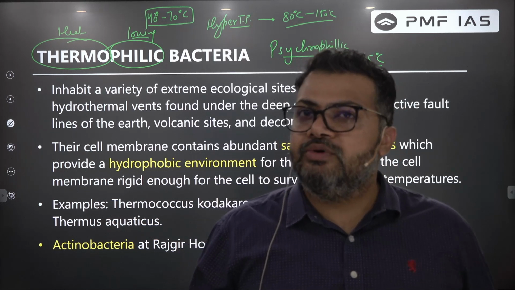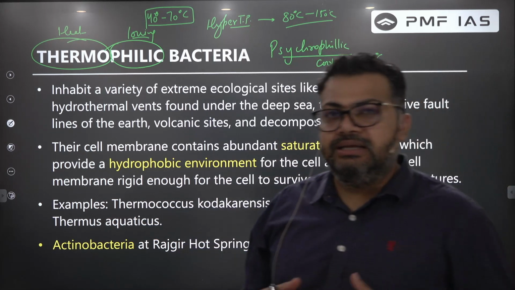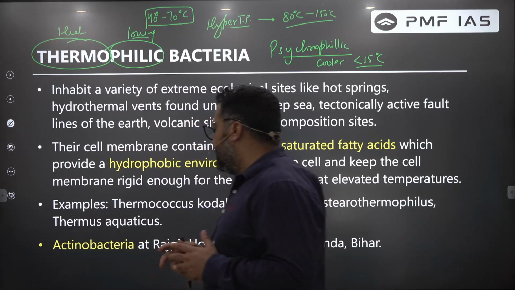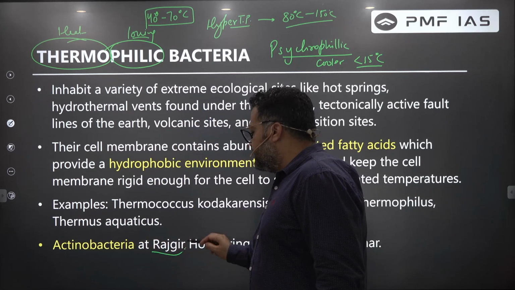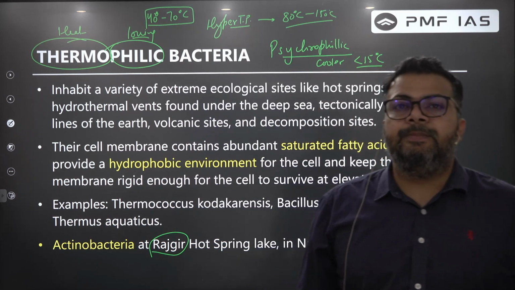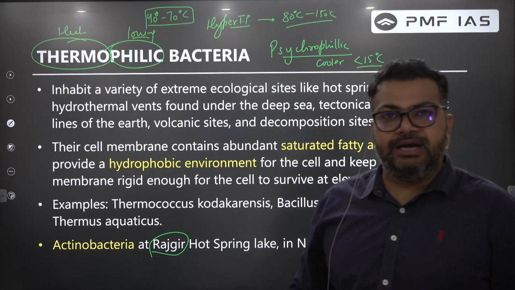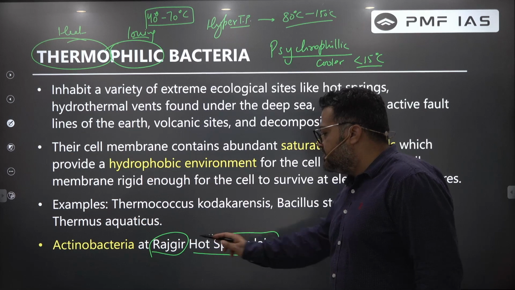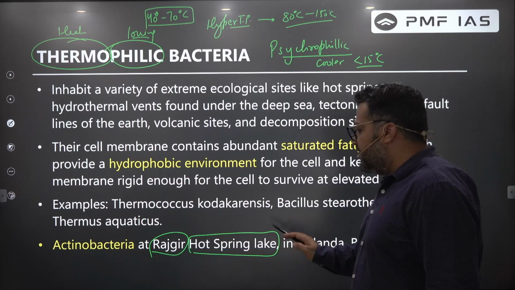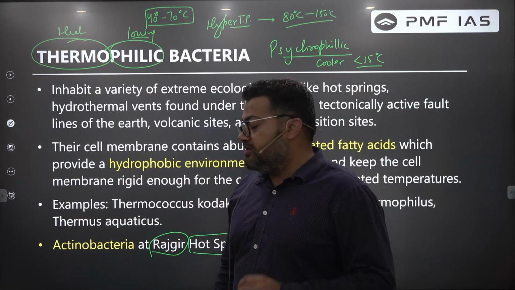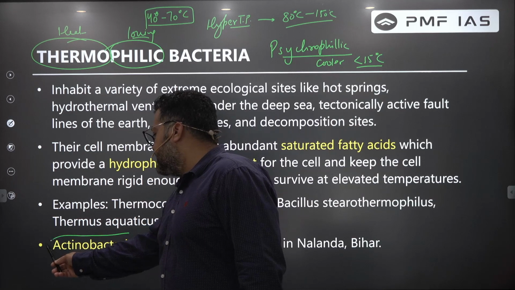Now, what is this thermophilic bacteria? So there is a bacteria. There is also a good example given here. So why are we talking about it? Actually, in the Rajgir region of Bihar, you must be knowing Rajgir is a very popular historical site, right? So in Rajgir of Bihar, there is a hot spring lake called the Rajgir Hot Spring Lake. At this place, there is a thermophilic bacteria discovered, which is called actinobacteria.